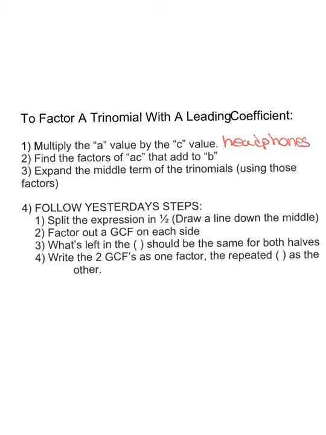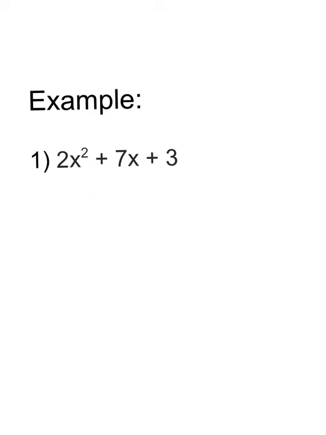We're going to expand the middle term of the trinomials using those factors, and then we're going to follow yesterday's steps by splitting the expression in half by drawing a line down the middle, factoring out a greatest common factor on each side, and then what's left in the parentheses should be the same for both halves. So the first factor is the two GCFs, and the second is the repeated term.